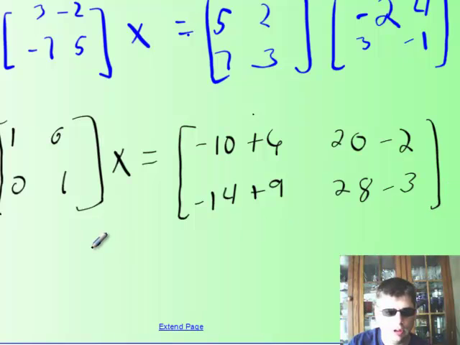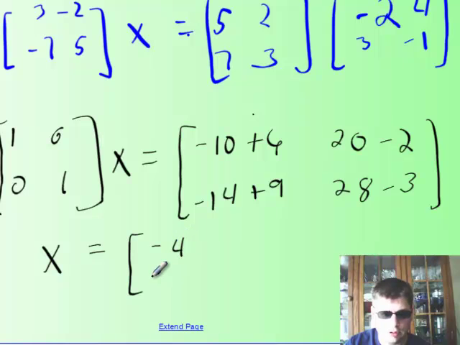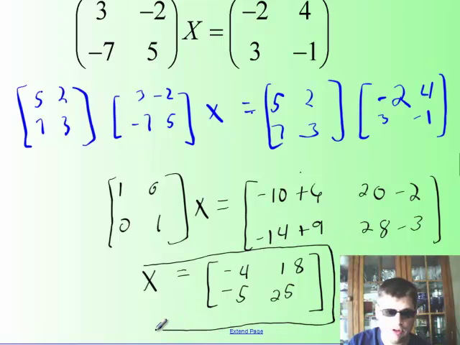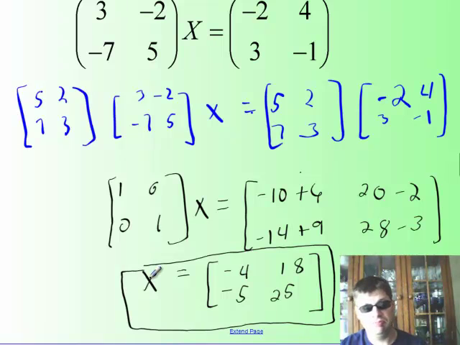So the identity matrix times matrix X is equal to negative 4, this is negative 5, and then 18 and 25. And we just solve for X. Now you can check your work by multiplying matrix A with matrix X and see if you get matrix B. So there is a way to check your work with these.